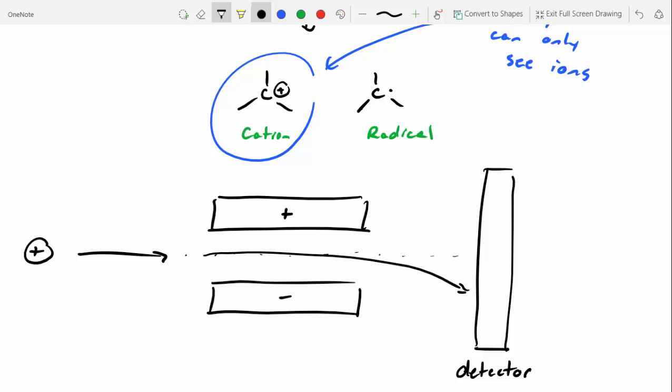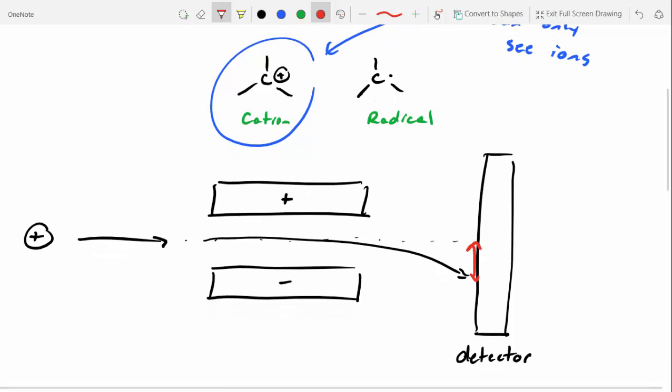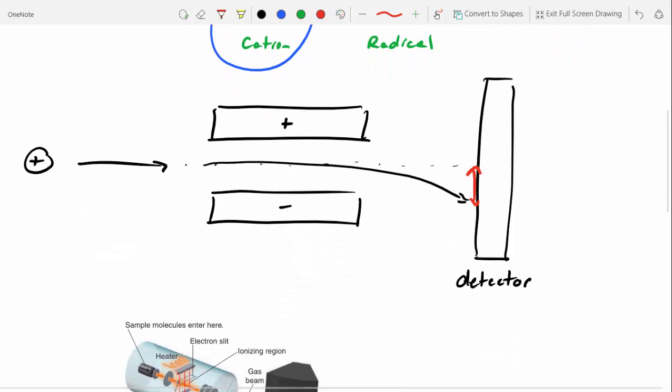And this detector essentially measures the amount of deflection that's occurred. So in this case, I was deflected down by the amount shown by that red arrow. And this tells me a lot. First of all, we can deduce the mass. It also tells us a lot about the charge, right?